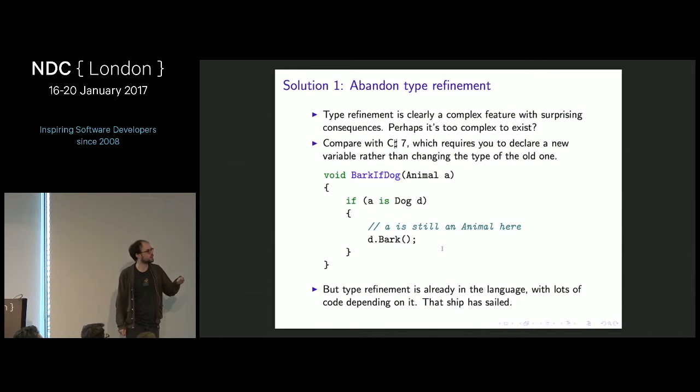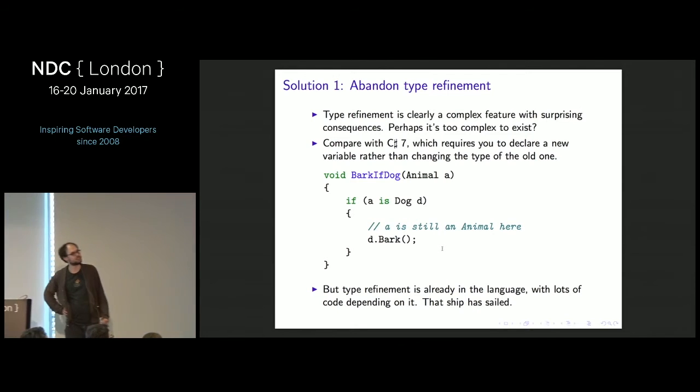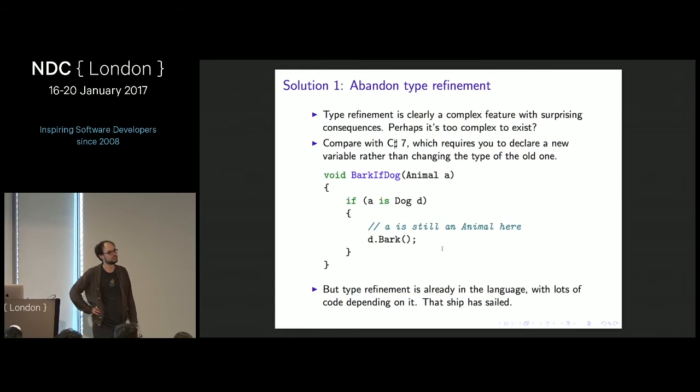If we compare it to the way the future version of C#, C# 7, does it, it requires you to declare a new variable with the smaller type and leave the old variable as it was, right? The problem with removing this type refinement idea is that it already exists. When you have backwards compatibility to reckon with as a programming language, you can't just unship features willy-nilly because there's code in the wild that depends upon this type refinement idea.